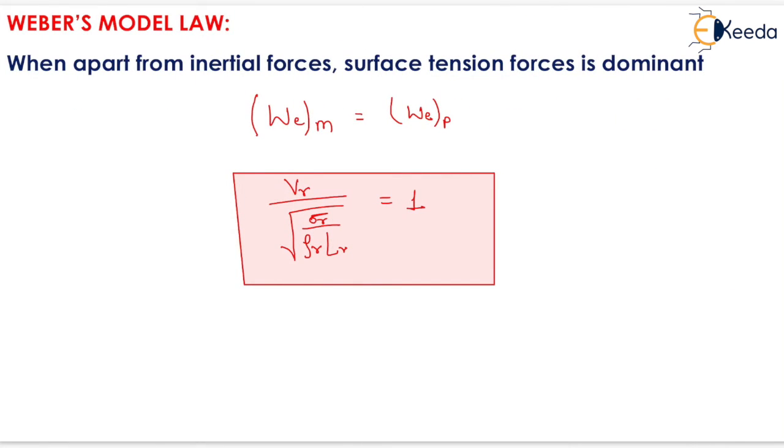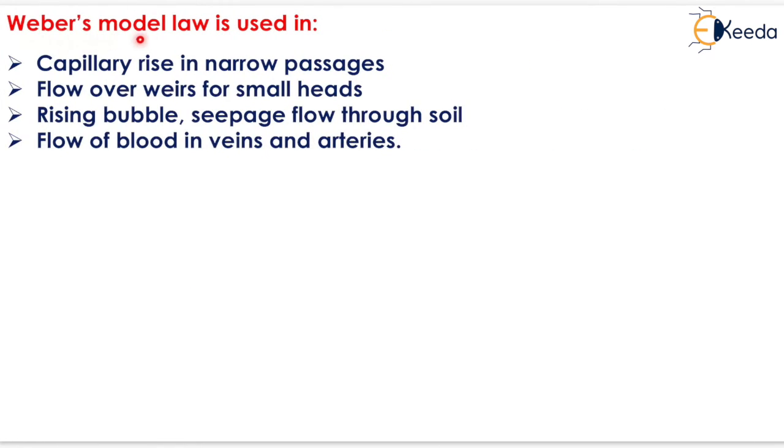Now, next one will be Weber's model law. When, apart from inertia forces, surface tension forces are dominant, then Weber's number for model will be equal to Weber's number for prototype. Therefore, Vr upon under root of sigma r upon rho r into Lr will be equal to 1. Weber's model law is used in capillary rise in narrow passages, flow over weirs for small heads, rising bubble, seepage flow through soil, flow of blood in veins and arteries.